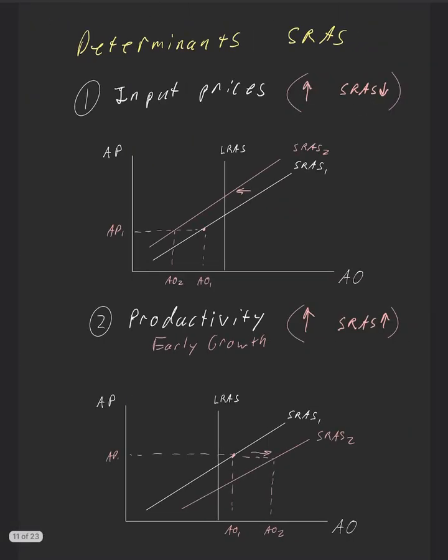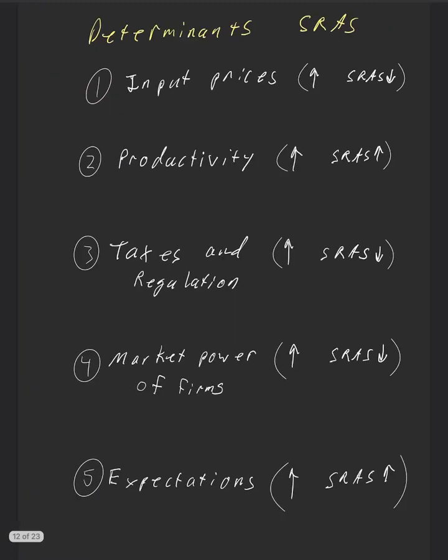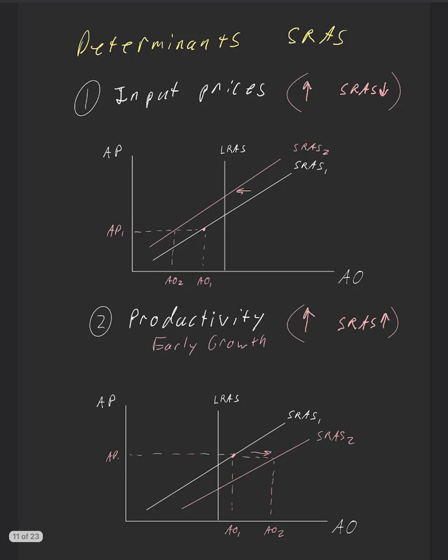Okay, so in the same way that we had determinants of aggregate demand, we've got determinants of short-run aggregate supply. These are input prices, productivity, taxes and regulation, market power of firms, and expectations. I quickly want to show us what that looks like to refresh our memory.